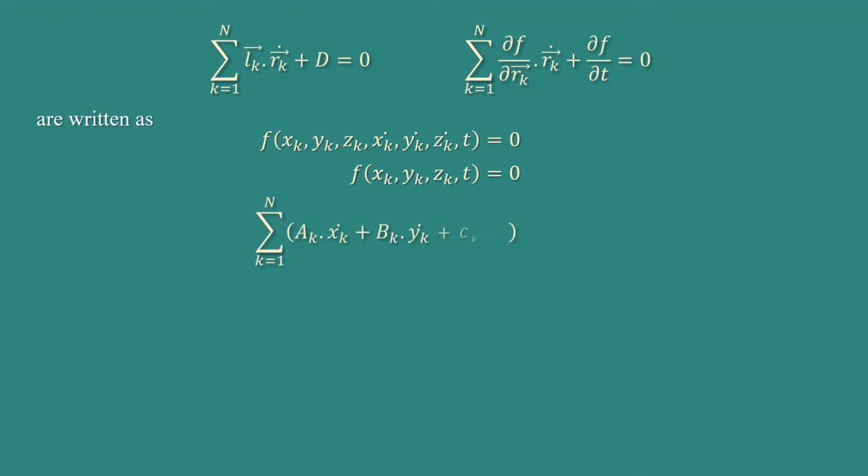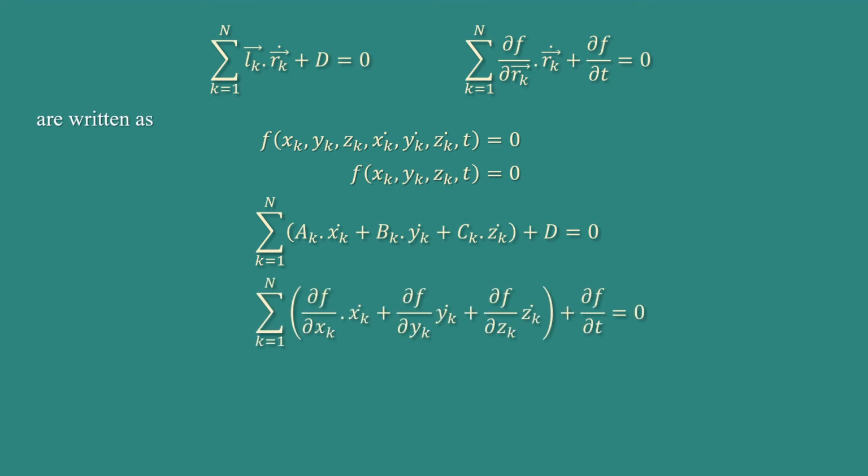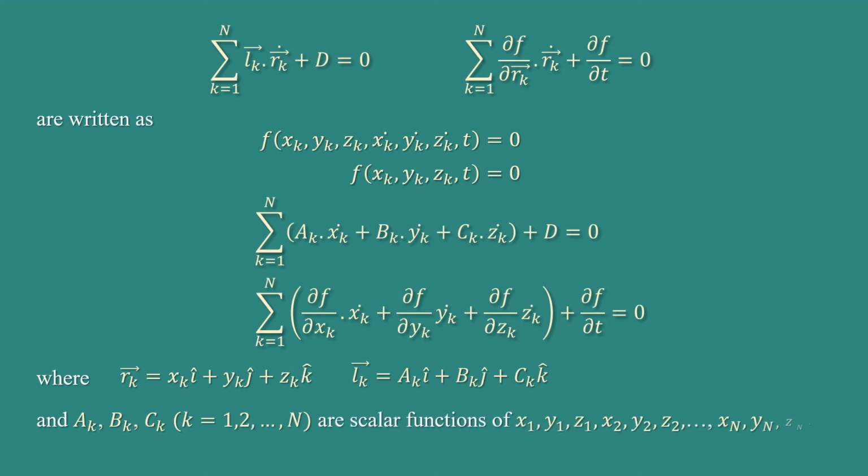Now the last two equations in terms of Cartesian coordinates can be written as summation k goes from 1 to n Ak xk dot plus Bk yk dot plus Ck zk dot plus capital D equal to 0, and summation k goes from 1 to n del f by del xk xk dot plus del f by del yk yk dot plus del f by del zk zk dot plus del f by del t equal to 0, where rk equal to xk ik plus yk jk plus zk kk, and lk is equal to capital Ak ik plus capital Bk jk plus capital Ck kk, and Ak, Bk, Ck, where k goes from 1 to n, are scalar functions of x1, y1, z1, x2, y2, z2 up to xn, yn, zn.